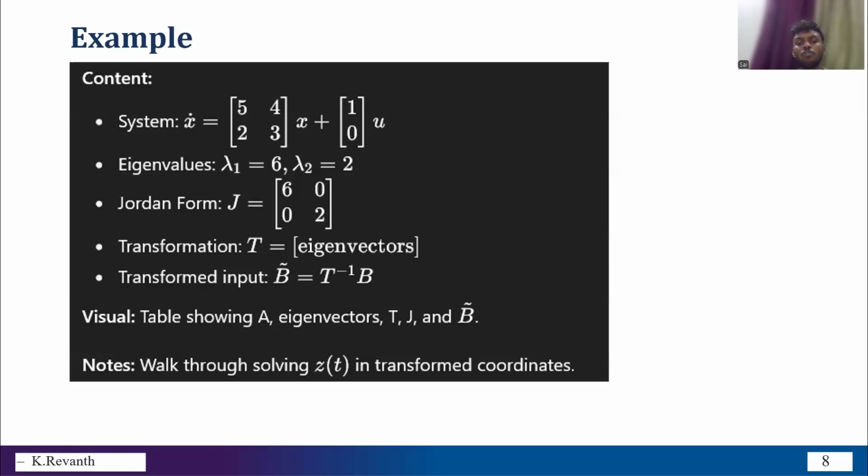Using these, we form the transformation matrix T equal to [V1, V2], which is [1, 0; 0, 1]. And compute J equal to T inverse A T, equal to [5, 1; 0, 5]. This is the Jordan form.